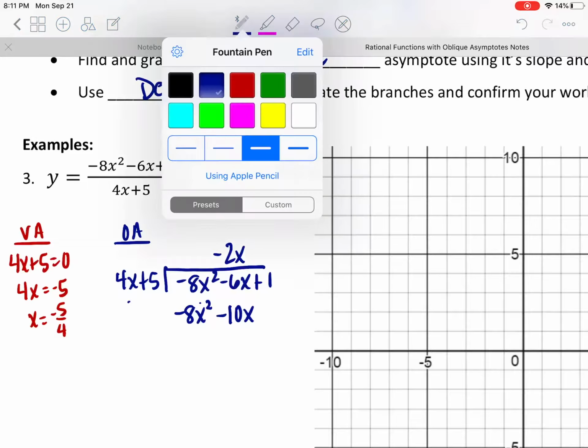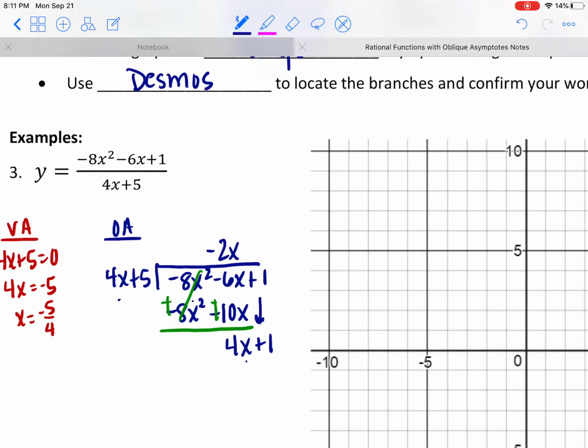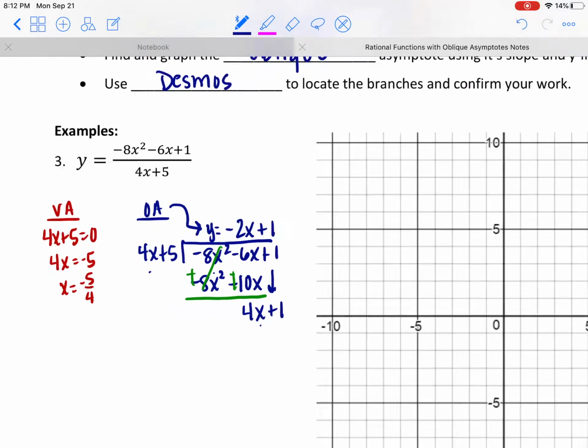And then I have to subtract. So I'm going to subtract. Two double negatives there make positives, so these will cancel. And then -6 and +10 there is going to make 4x. And I could bring that down, but it doesn't really matter. 4x divided by 4x now is going to give me a +1 here, and there it is. So I'm going to have an oblique asymptote at y equals -2x plus 1.